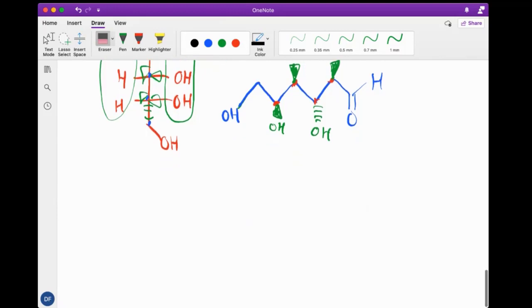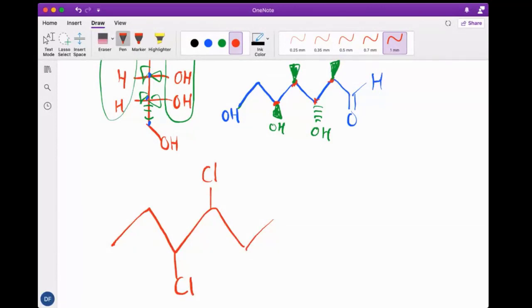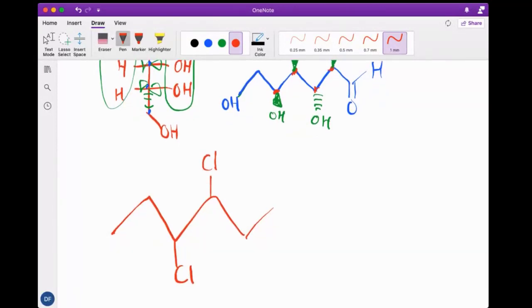I'll have time for like one more, so we can do number 4. Okay, so number 4 is just they give you 3,4-dichlorohexane, right? So hexane with 2 chlorines on carbons 3 and 4, and basically there's different ways you can find these stereoisomers.